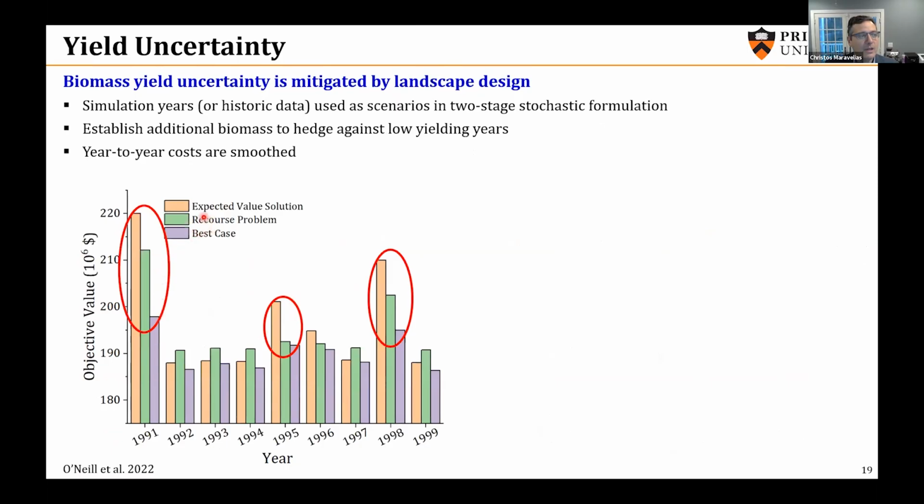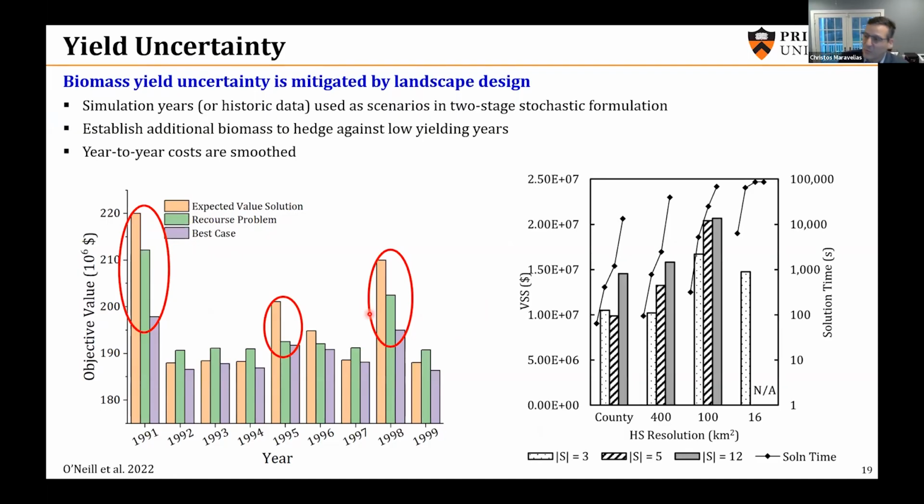If we are using the expected solution, evaluated at different years, we can see that the cost can be significantly higher in years where the weather was really different than the solution that we would obtain using stochastic programming. This is the recourse problem, the green, and we can see that in many years we can do significantly better. The challenge, unfortunately, or fortunately, because we have problems to look at, is that as we increase the granularity of our grid and number of scenarios, these problems become intractable.